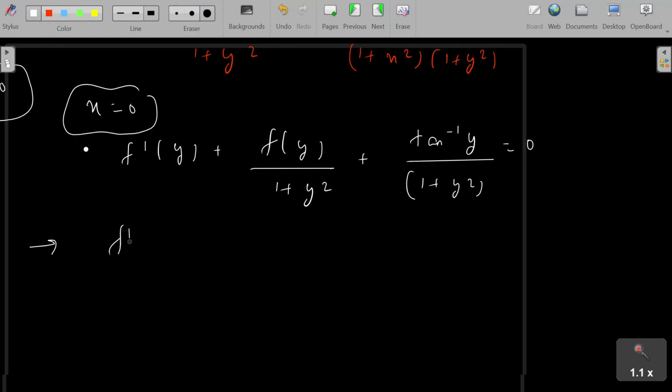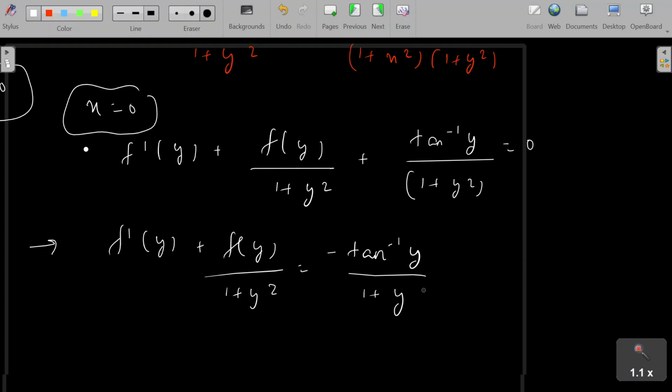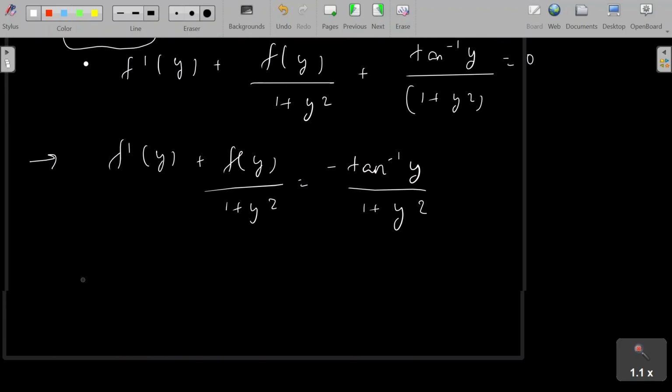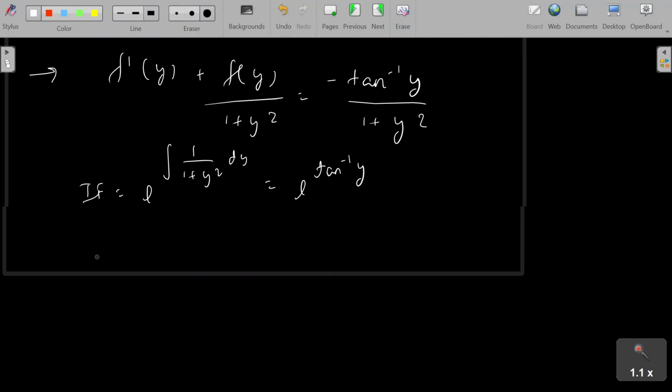What you can do is f'(y) + f(y)/(1 + y²) is equal to minus tan inverse y over 1 + y². So here the integrating factor will be equal to e to the power ∫1/(1 + y²) dy. It will be e to the power tan inverse y.